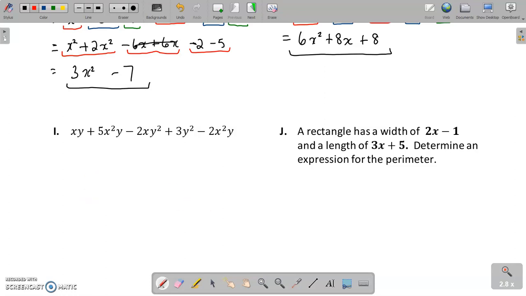Now this question gets a little bit trickier because we have two different variables combined in different ways. So in all cases, it's a like variable if all the variables are the same and the exponents are the same. Otherwise, it's not a like variable.